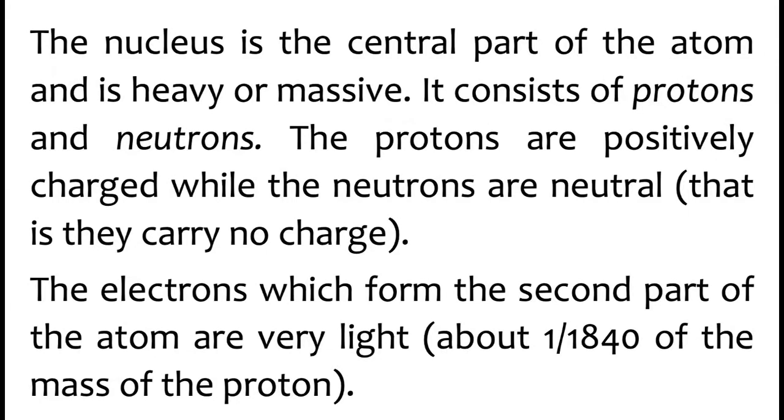And we have the second part, which are the electrons. The electrons, which form this second part of the atom, are very light compared to the protons. They are about 1 over 1,840 of the mass of a proton. That's how light they can be compared to the heaviness of the proton.